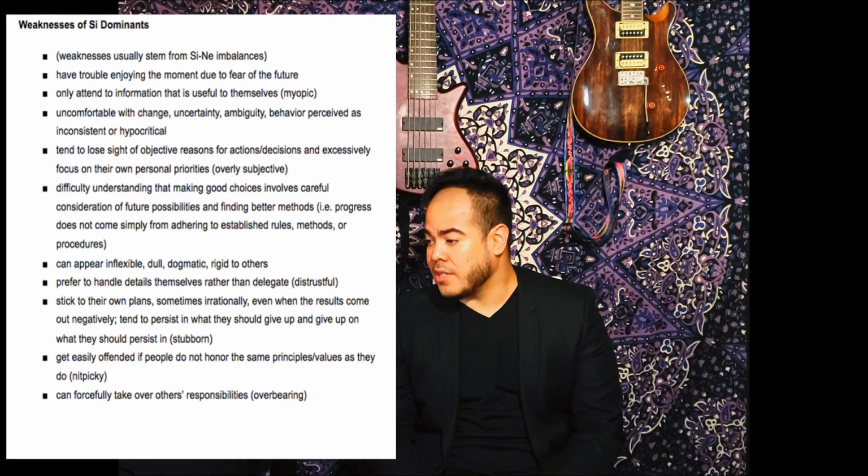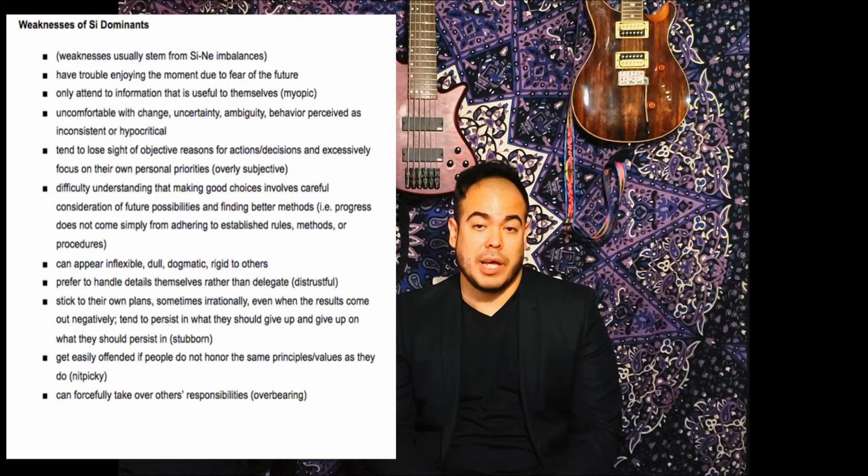So, only attend to information that is useful to themselves. Myopic. This is where the narrow-mindedness sometimes comes in, that regardless of whether the information brings upon you new helpful insight of ideas and what they can do, if it doesn't fall within the S framework, it'll be disregarded. And yeah, that's what I was talking about earlier. So we need to watch out for them.